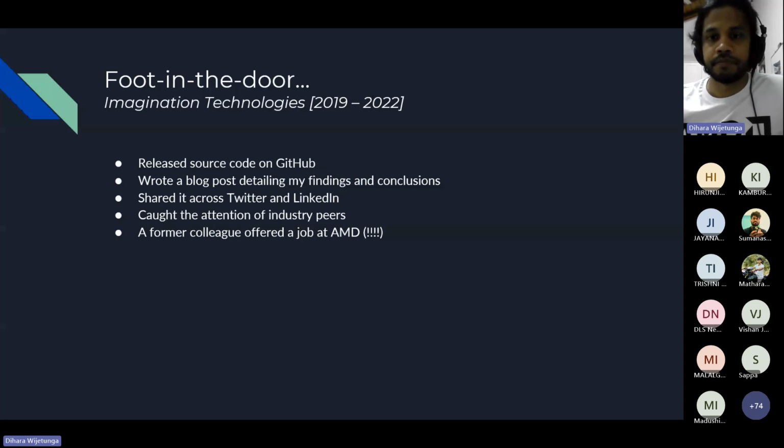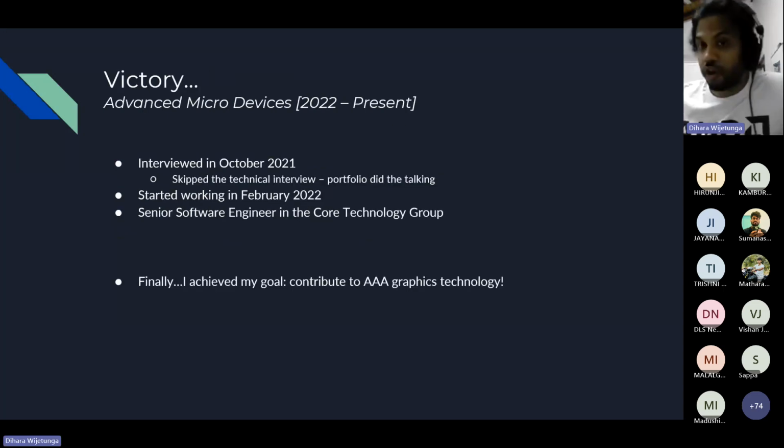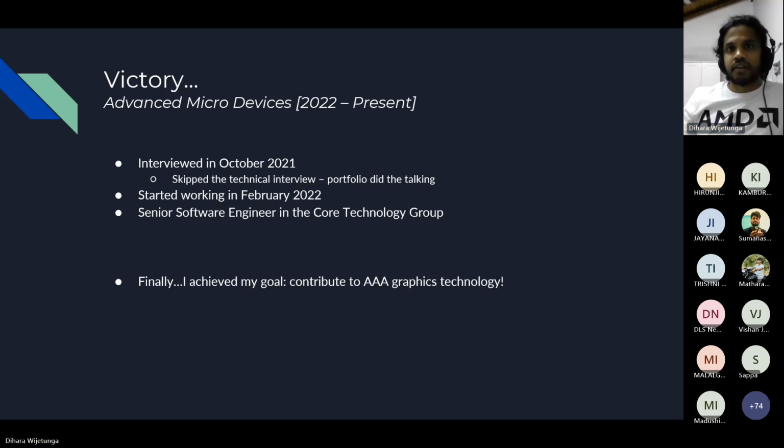So I applied for that job at AMD, of course. The first interview was just a pleasant chat. Just talked about graphics and what I liked, what they offered, and so on. And then the technical interview came around, and it ended up becoming another high level graphics technical discussion. I was not asked any coding tests or LeetCode tests or anything. And why is that? It's because my portfolio did the talking.